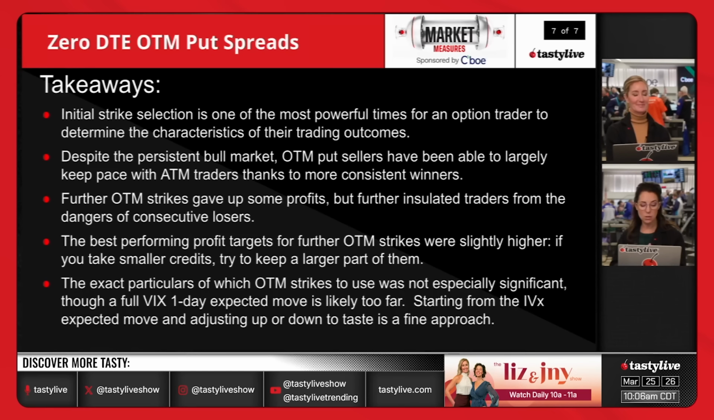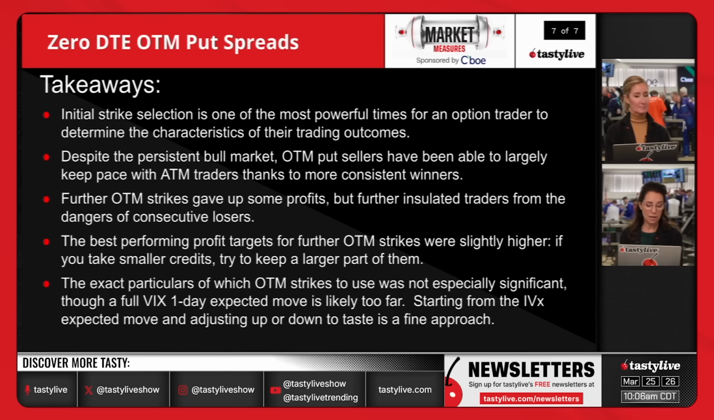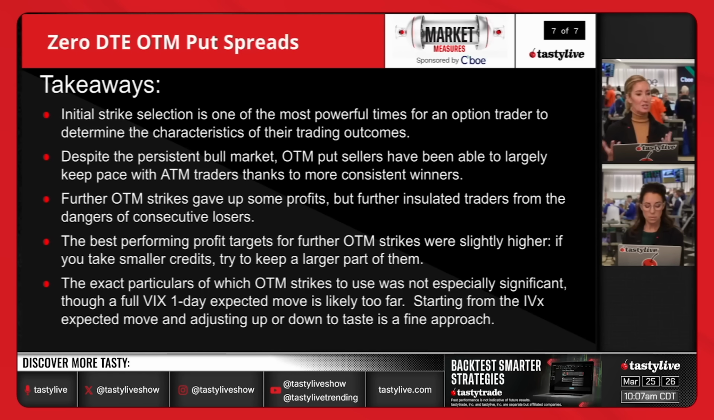Takeaways. Initial strike selection is one of the most powerful times for an option trader to determine the characteristics of their trading outcomes. True. And despite the persistent bull market, out-of-the-money put sellers have been able to largely keep pace with at-the-money traders thanks to more consistent winners. Further out-of-the-money strikes gave up some profits, but further insulated traders from the dangers of consecutive losers. True. Okay. And the best performing profit target strikes were slightly higher, meaning we were looking at the 50% range. If you take smaller credits, because you're farther out of the way, you have to try to keep a larger part of them. That's the common sense slide.